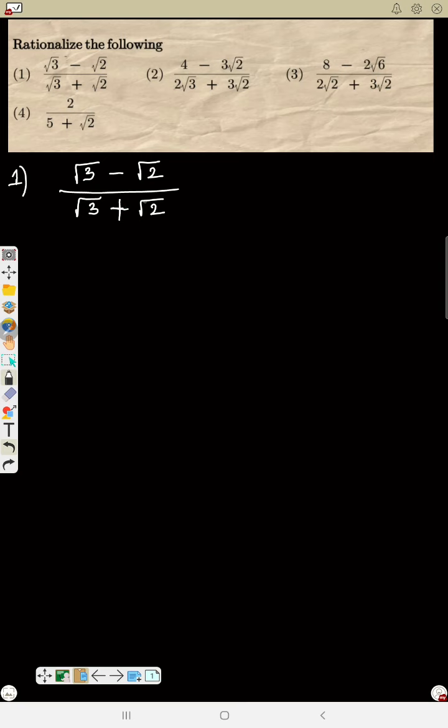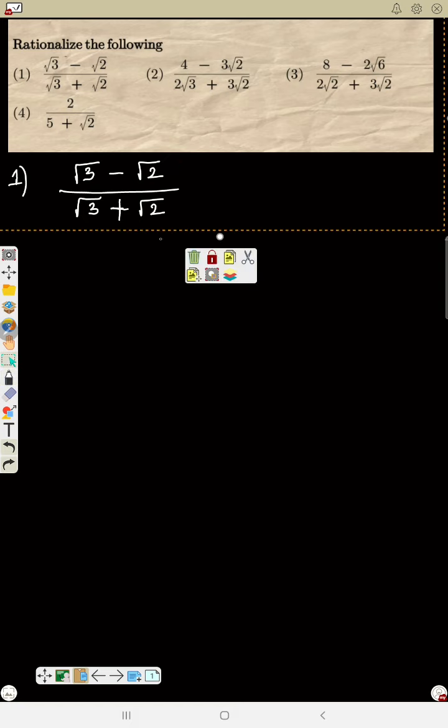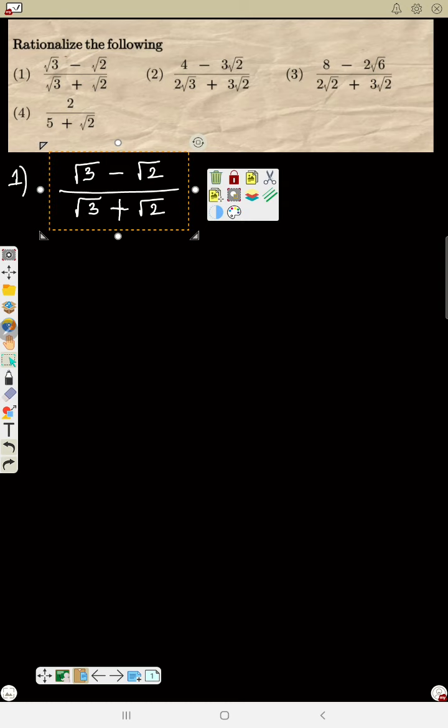So to rationalize the denominator, we multiply this surd by the conjugate of the denominator. What do we mean by the conjugate of the denominator? It means you will rewrite that denominator, but it will be root 3, this plus will change to minus, so minus root 2. You multiply it by both numerator and denominator. Now see it in the next step. So multiply by the conjugate.